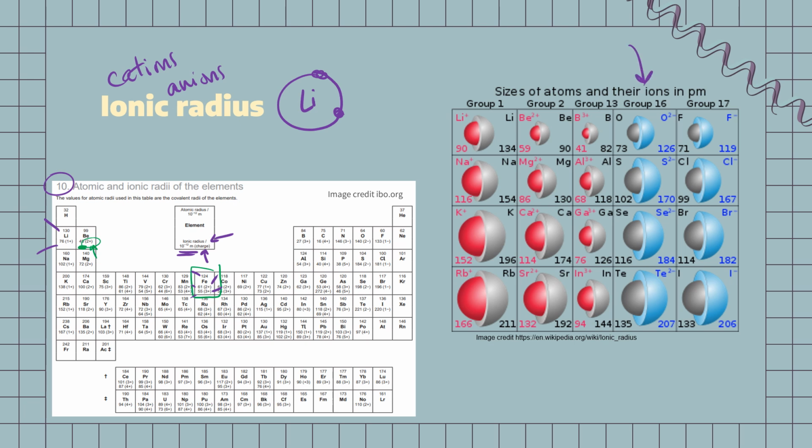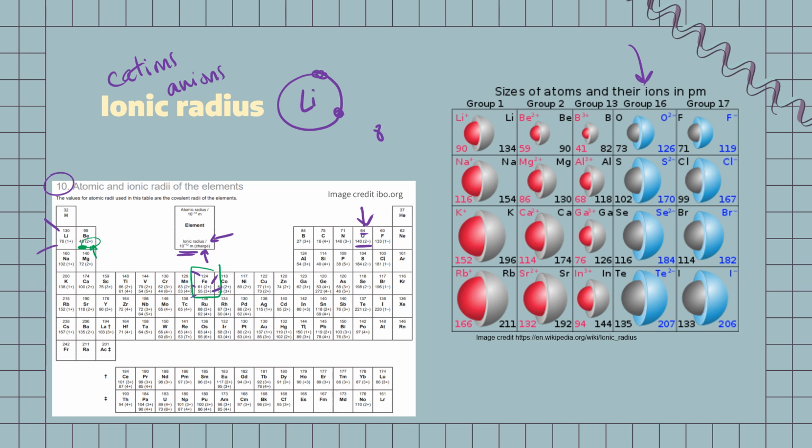Let's look at our non-metals. So let's skip over to oxygen. Oxygen had a 64 picometer atomic radius. Its ionic radius is, oh my gosh, twice as big, 140 picometers. Why is it so much bigger?